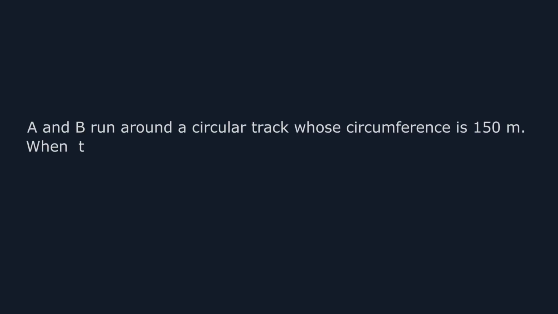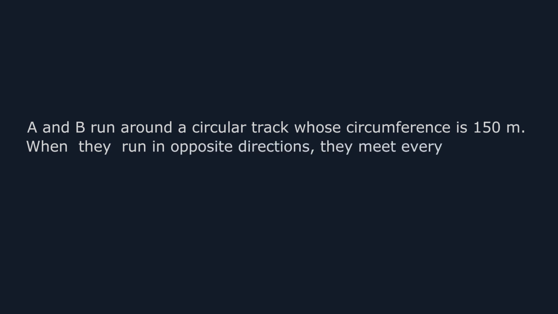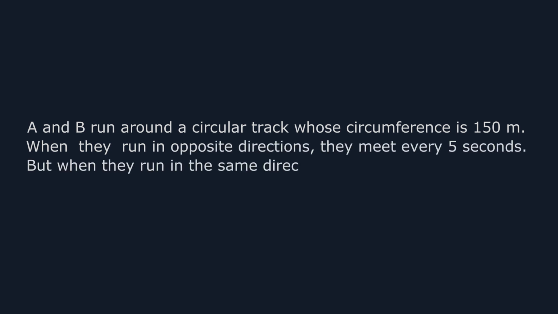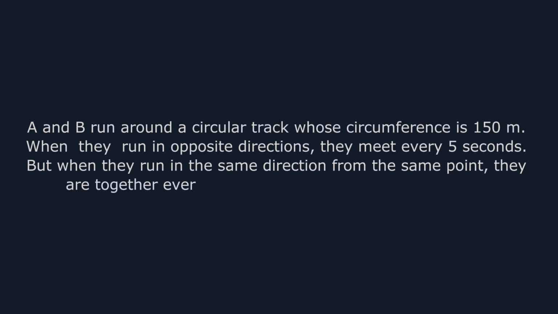A and B run around a circular track whose circumference is 150 meters. When they run in opposite directions, they meet every 5 seconds. But when they run in the same direction from the same point, they are together every 25 seconds. What are their velocities? Take a moment to think about the problem.